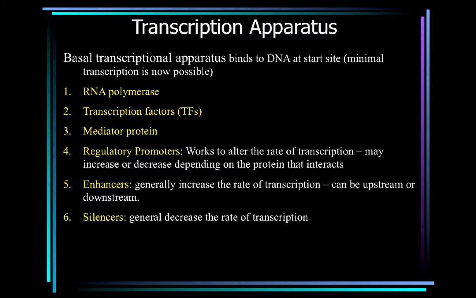Enhancers are going to increase the rate of transcription, so they're also going to help to make the transcription process more efficient. And those enhancers can actually reside either upstream or downstream from the gene that is being promoted. And then finally, silencers are going to decrease the rate of transcription.